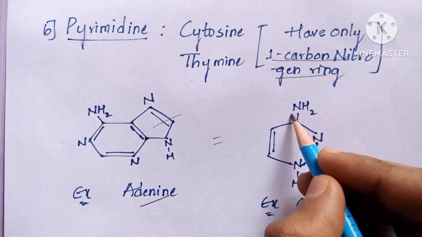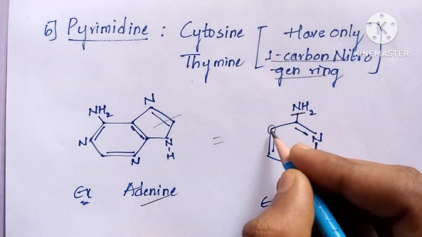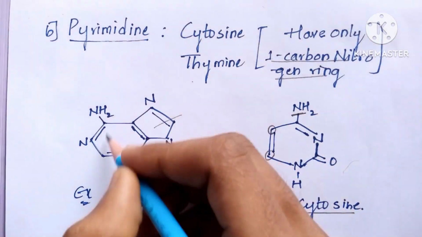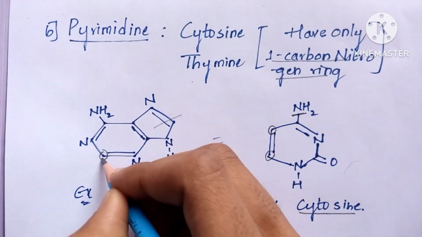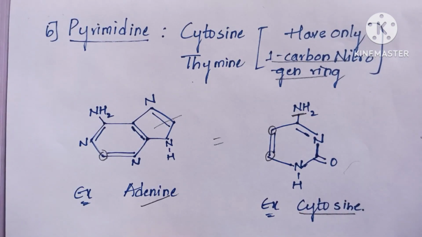Now here are the nitrogen atoms, and here there will be the presence of carbon. Wherever I have not written anything, there is a presence of carbon, and this makes the difference between the purines and the pyrimidines.